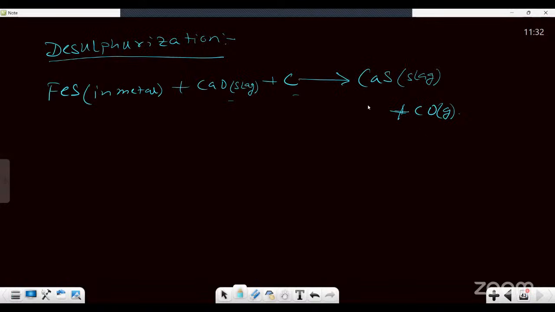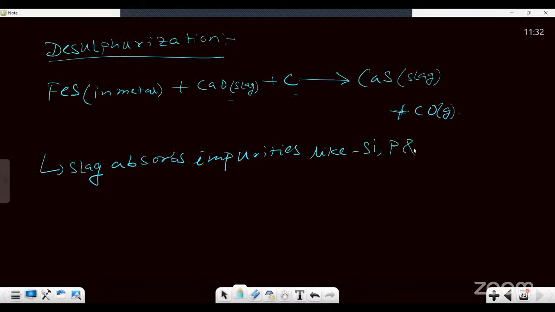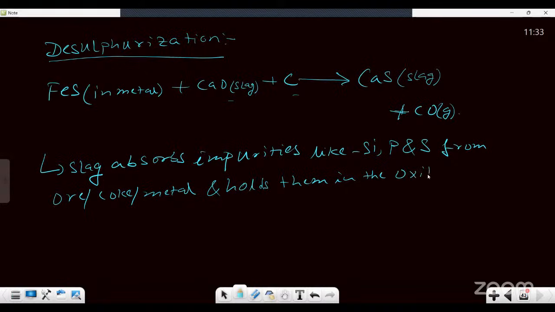So slag absorbs impurities. In one word, we can say that slag absorbs impurities like silicon, phosphorus, and sulfur from ore, coke, or metal and holds them in the oxide or sulfide form.